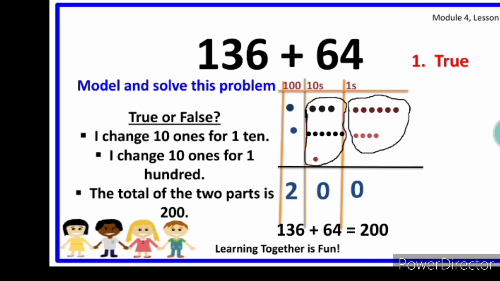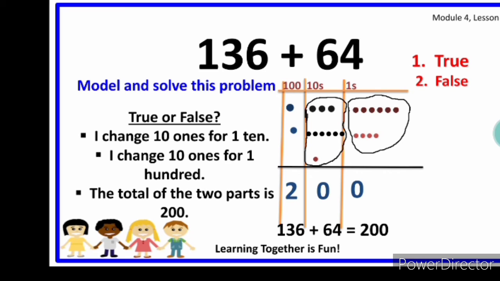I can change 10 ones for 100. True or false? What do you think the answer will be? False. Because we cannot change 10 ones for 100. We can only change 10 tens for 100. We only change 10 ones for 110. So the answer is what? False. Remember when we bundled to 100, it was 10 tens we changed to 100. So the answer is false.